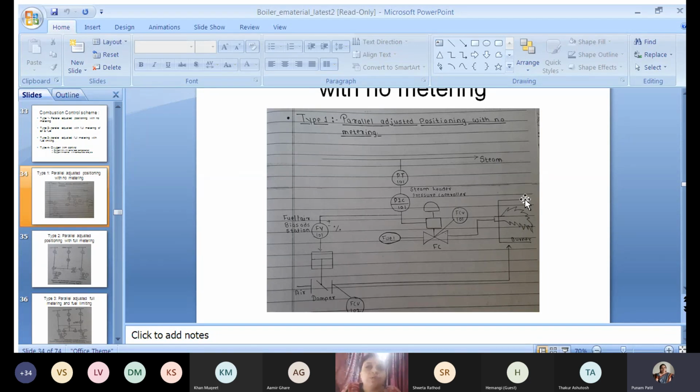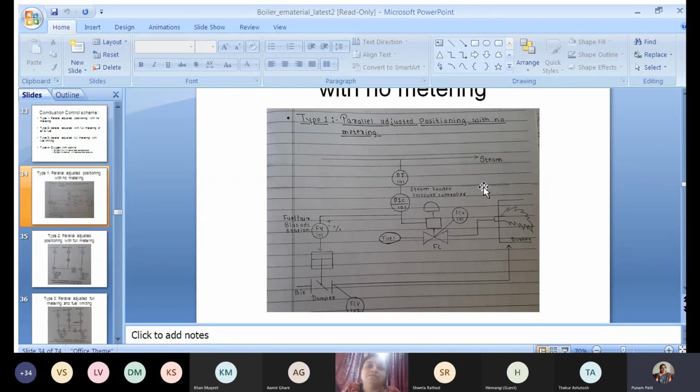So we have to think about the efficiency. For efficiency, we have to supply only required quantity of fuel and air. So if the demand is less, less fuel and air should be added in the furnace. But if the demand is less, your pressure transmitter is providing high signal to the controller. But in that case, your controller should provide lower signal to the control valve for their positioning. For that, controller must be reverse acting.